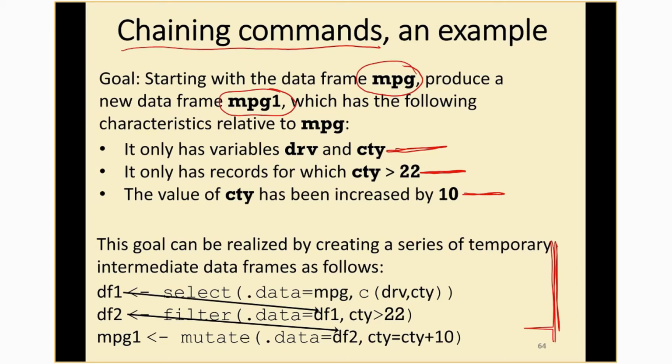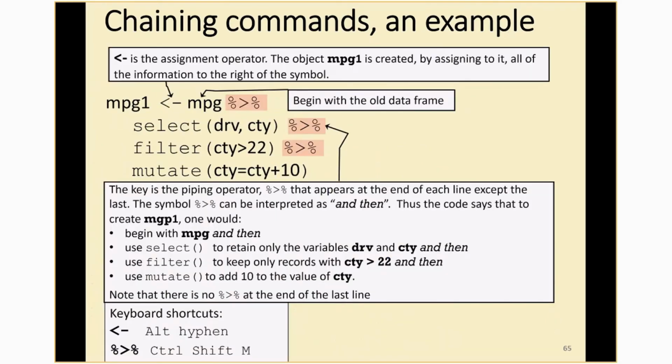And one way we could accomplish our goal would be to start off with MPG, write a bunch of code, make this new data frame df1, use that as a starting point, write a bunch of code to create df2, use df2 as a starting point, write a bunch of code, and create MPG1. I'm not focusing on it because that's not what we're going to do. This slide shows what we're going to do, and it involves this process of chaining.